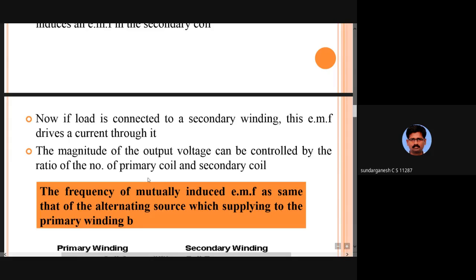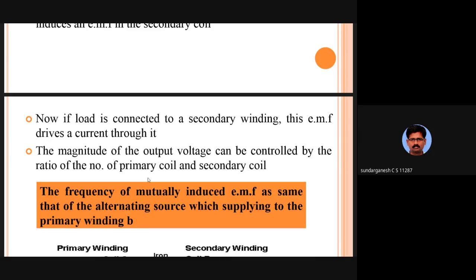The primary coil has a low number of turns and the secondary coil has a high number of turns, or the primary coil has more turns and the secondary coil has fewer turns. So the ratio is N2 by N1, the secondary coil by the primary coil. That is the ratio. The magnitude of the output voltage depends upon this ratio, N2 by N1.